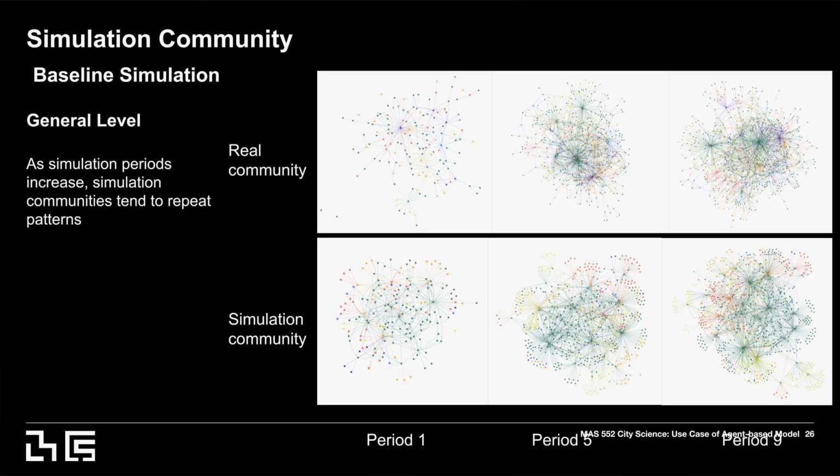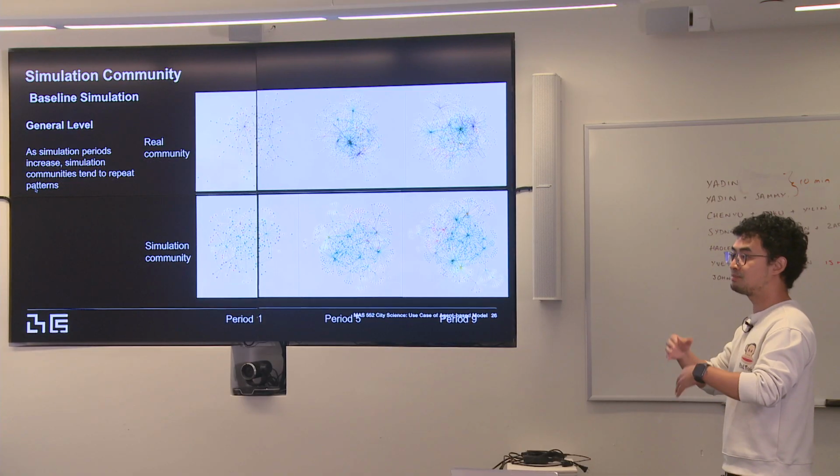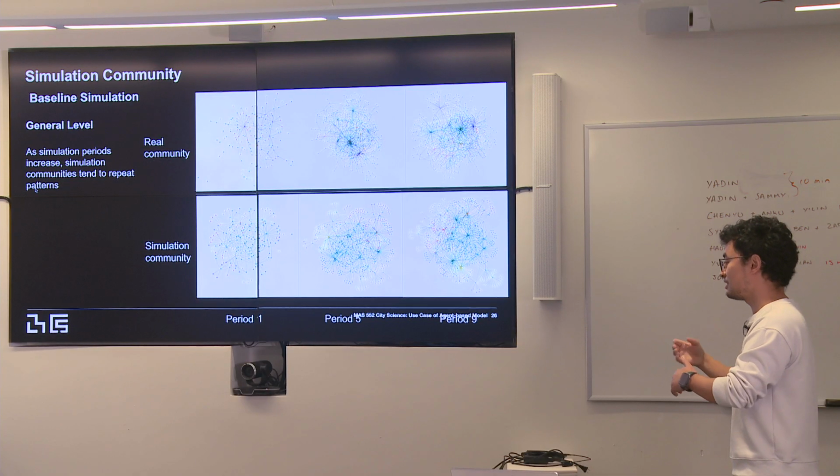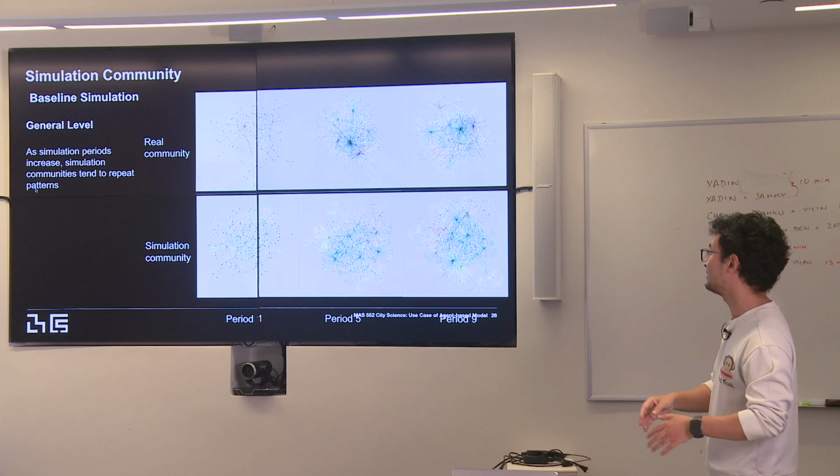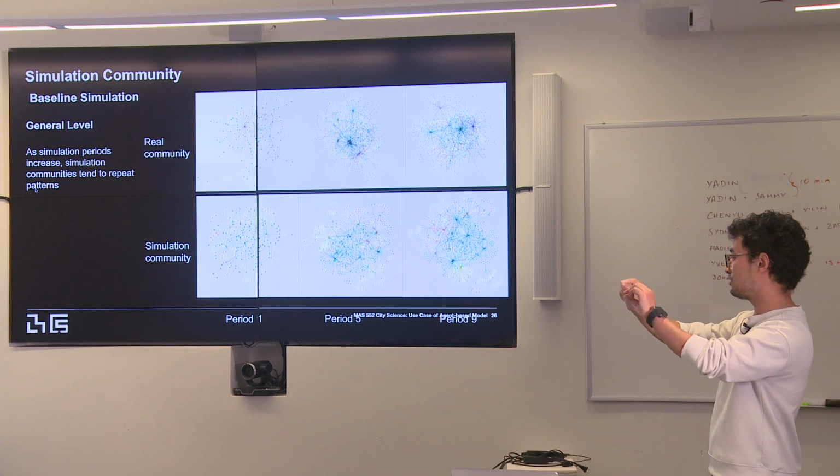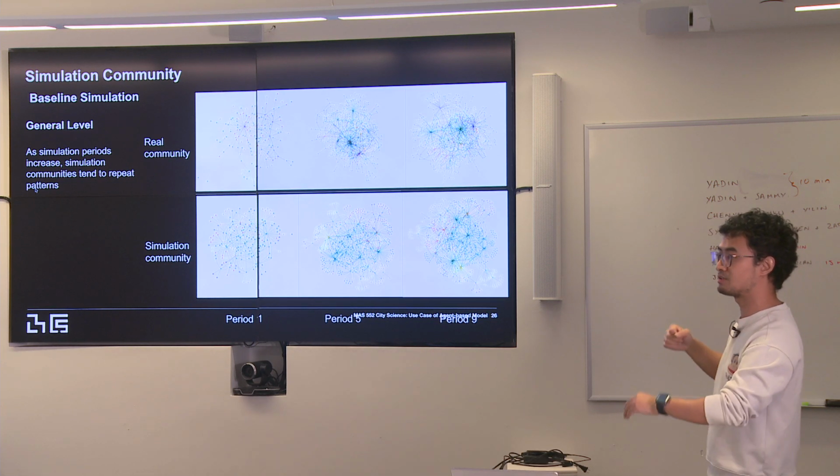And this is a visualization of different community graphs during the process. But as you can see, as the simulation periods increase, the simulated community tends to repeat patterns, because we can't actually simulate what truly happened in the community as the simulation goes further and further from the ground truth.